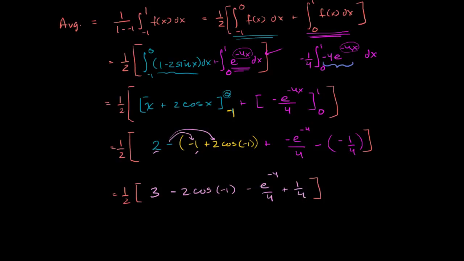And then we can do one last step of simplification here. We could add the 3 to the 1/4. 3 is the same thing as 12 over 4. 12 over 4 plus 1/4 is 13/4. So you have 13/4 minus 2 cosine of -1 minus e to the -4 over 4. And then, of course, you have your 1/2 sitting out here. It's not the most beautiful or simple thing, but this is our answer. This is the average value of f of x over that interval.